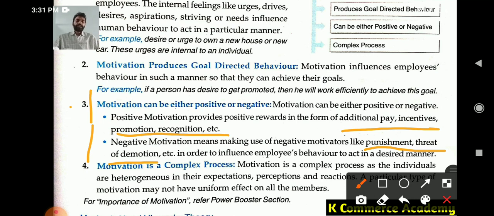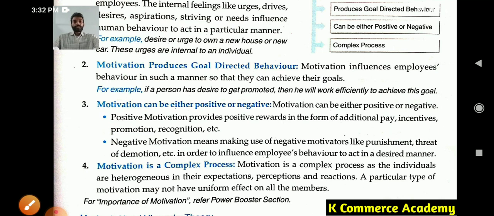You can take an example from a class also. Many times a student who performs well in a test is given remarks like good, very good, excellent. These are positive comments for good performance. And many times a student who is not scoring good marks is given the note poor, very bad. These kinds of negative remarks are also for motivation, so that next time that student will start studying to get better marks. So motivation can either be positive or negative. Both kinds of motivation are there.